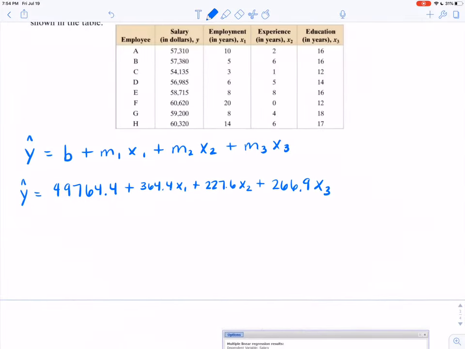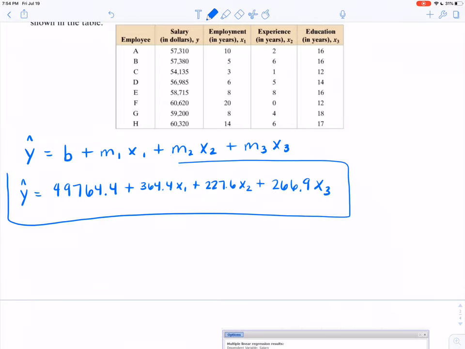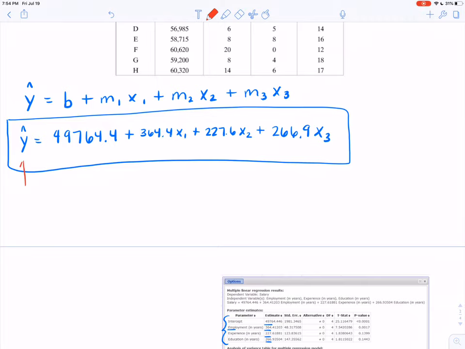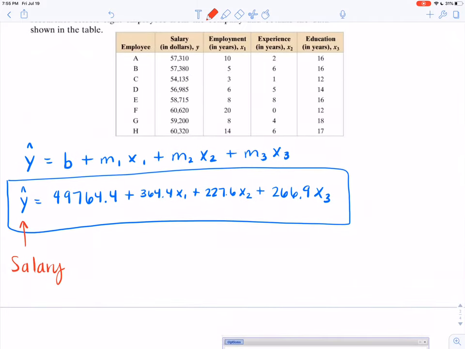Now, what I have defined right here, this is what we call the multiple regression equation. It defines the relationship between the salary and the 3 independent variables, which again, x1 is the years of employment, x2 is the years of experience, and x3 the years of education.